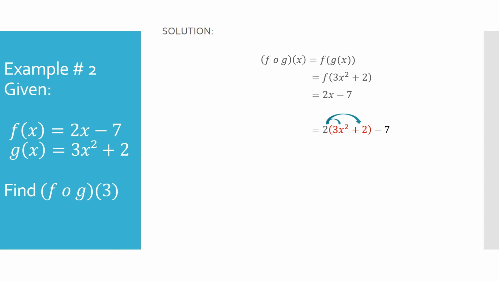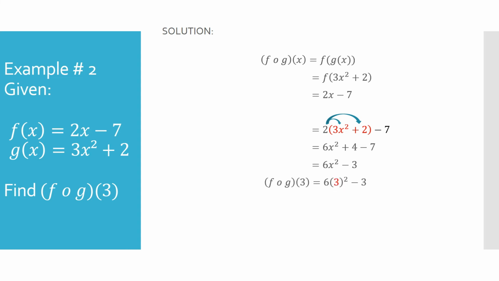So we have 2 times 3x squared is 6x squared. 2 times 2 is 4 and then copy negative 7. Simplify, we have 6x squared minus 3. Okay, so this is now the composite function. Next, we will evaluate the composite function with a numerical value of 3.